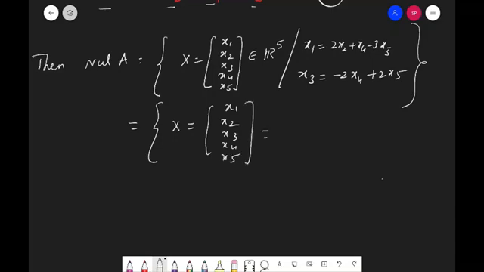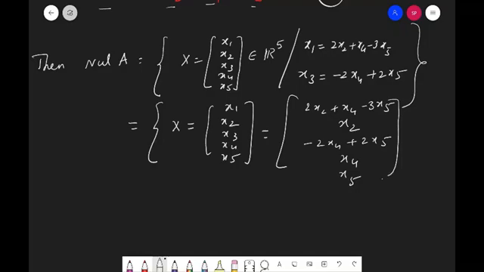that is equal to, what is x1? 2x2 plus x4 minus 3x5. What is x2? x2 is a free variable, so don't change it. What is x3? x3 has the value minus 2x4 plus 2x5. Then what is x4? It is a free variable, don't change it. What is x5? Free variable, don't change it.